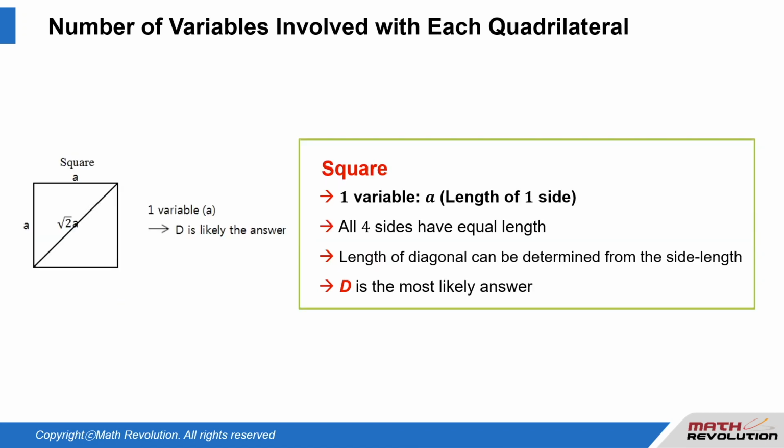Square: 1 variable, A, which means D is likely the answer. A square has only 1 variable, which stands for the length of all sides, because all 4 sides have equal length, and we can determine the length of the diagonal from the side length. This means that D is most likely to be the answer to DS questions involving squares. This is possible because all types of figures are composed of triangles. We are proud that we can solve all DS questions on the recent GMAT by using the variable approach.